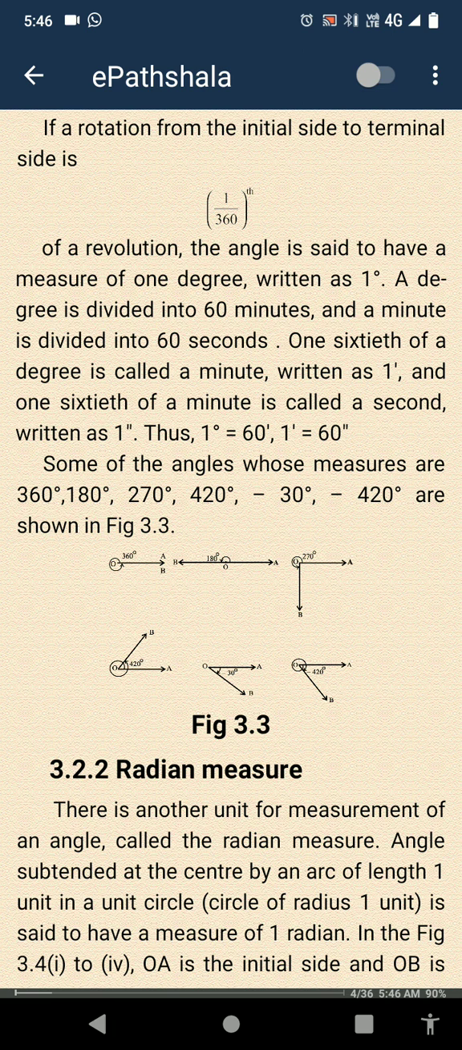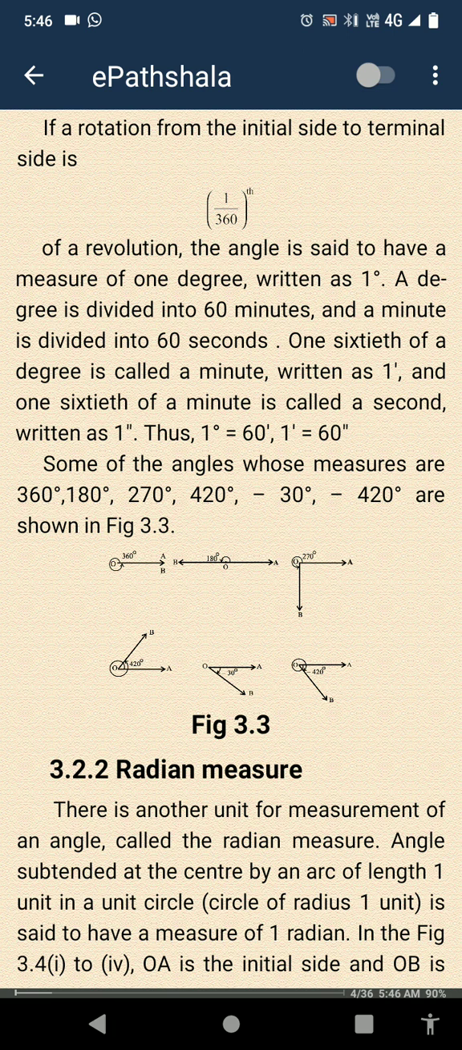So you can say that 1 degree is nothing but 60 minutes, and 1 minute is nothing but 60 seconds. So if I am converting a degree into seconds, I can write that 1 degree is equal to 60 into 60, that is 3600 seconds.